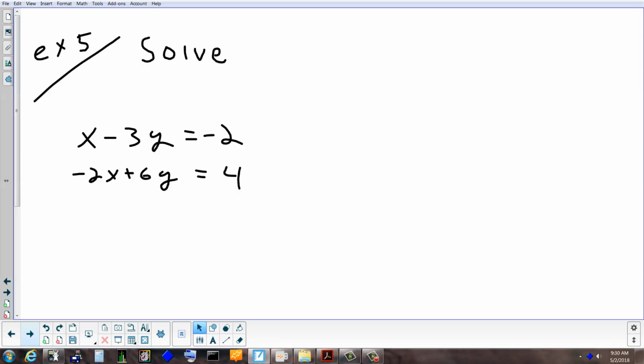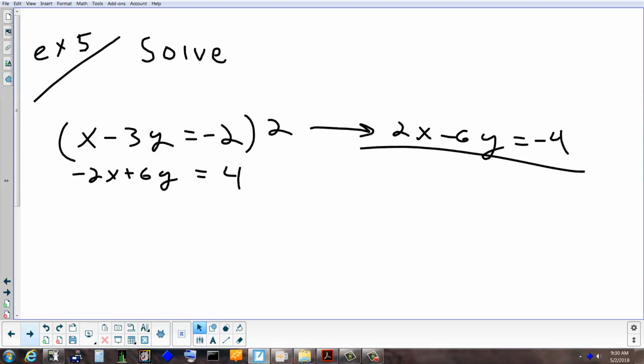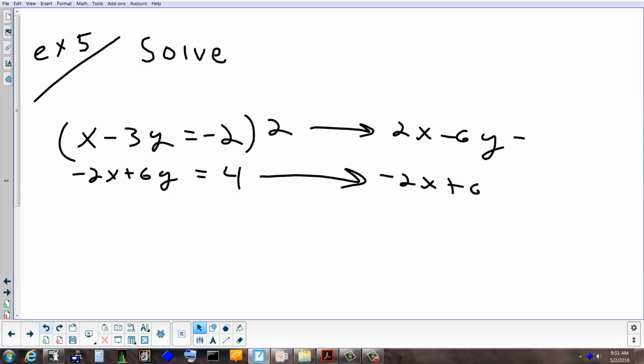Okay? But if you didn't notice that right away, multiply everything by 2. Oops. Put your other equation first. So negative 2x plus 6y equals 4.